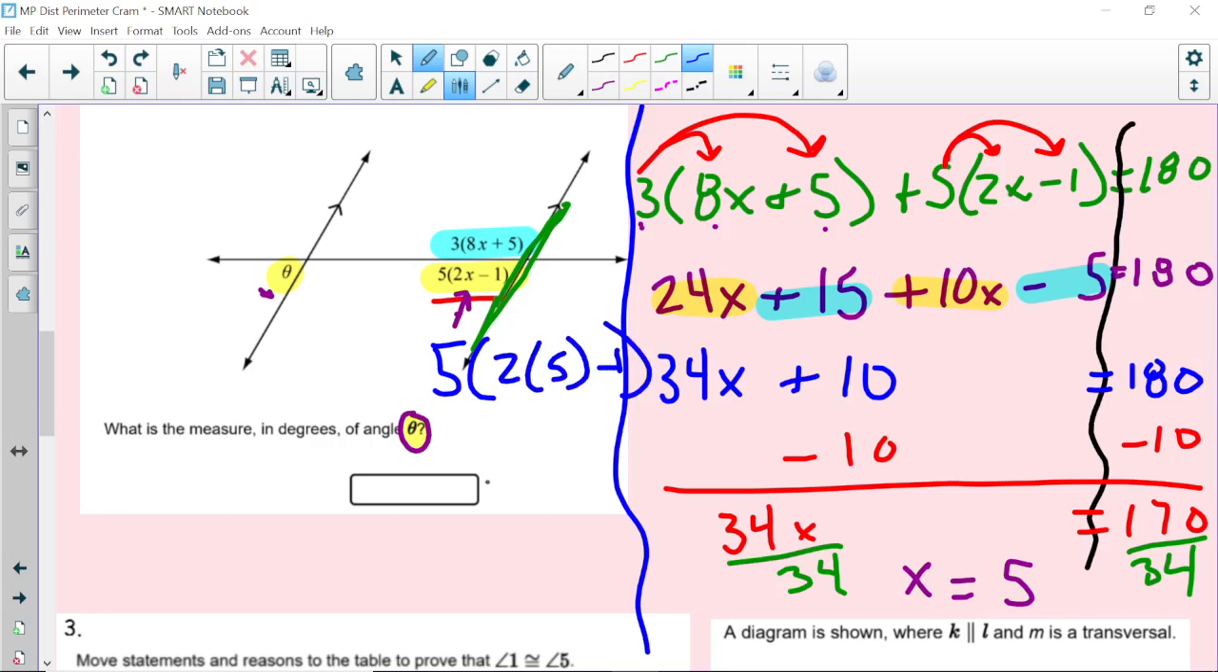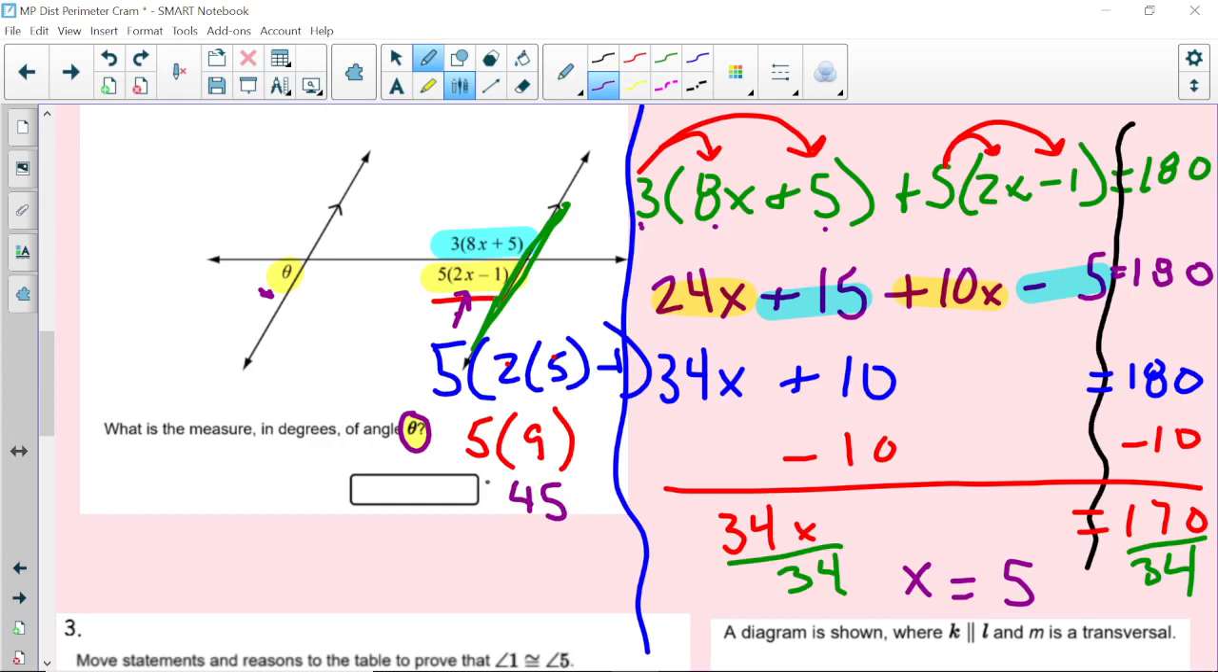All right, so let's get the stuff inside our parentheses first. So 2 times 5 is 10, minus 1 is 9. Again, 2 times 5 is 10, minus 1 is 9. So 9 is left over inside our parentheses. And then 5 times 9 is 45.